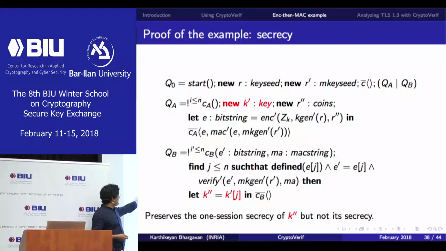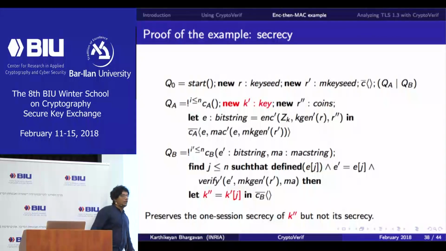K prime is secret because every instance of QA generates a fresh K prime, and you're sending it out. Every time you send out K prime, you're sending out a new K prime. So different sessions of A do not generate the same key, and they're all independent random numbers. And so K prime is actually secret.